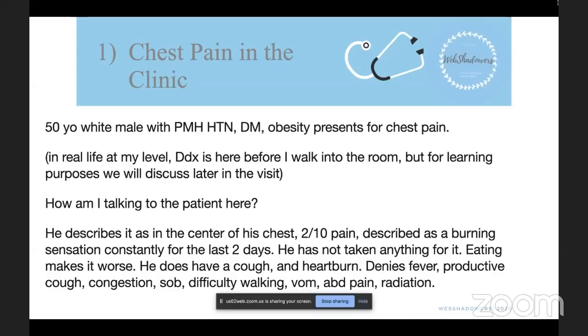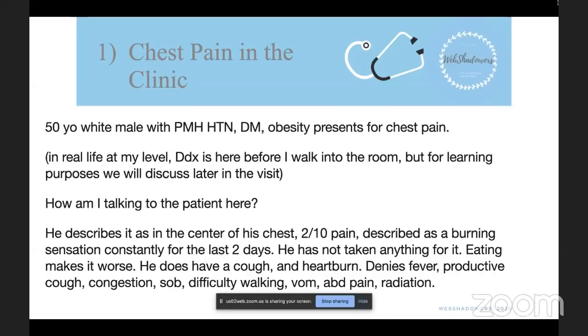So he describes it as the center of his chest. It's 2 out of 10 pain, described as a burning sensation that has lasted for the past 2 days. He has not taken anything for it. He feels that eating makes it worse. He does have a cough and heartburn symptoms. He denies fever, productive cough, congestion, shortness of breath, vomiting, abdominal pain, radiation. Radiation meaning the pain doesn't travel anywhere else.